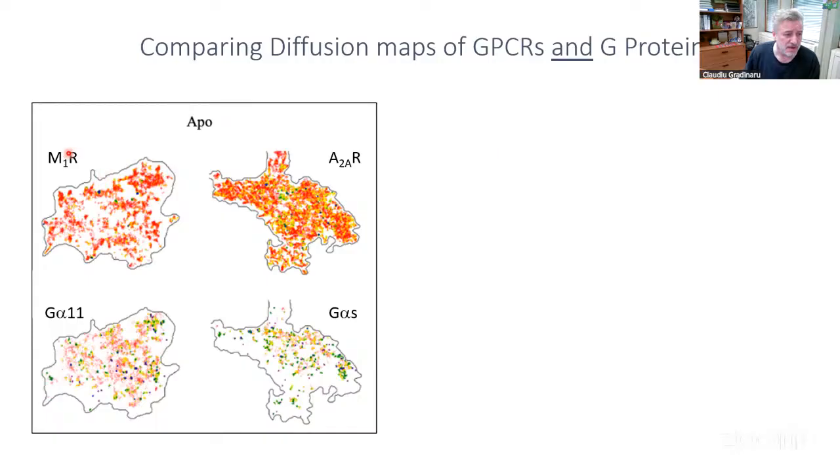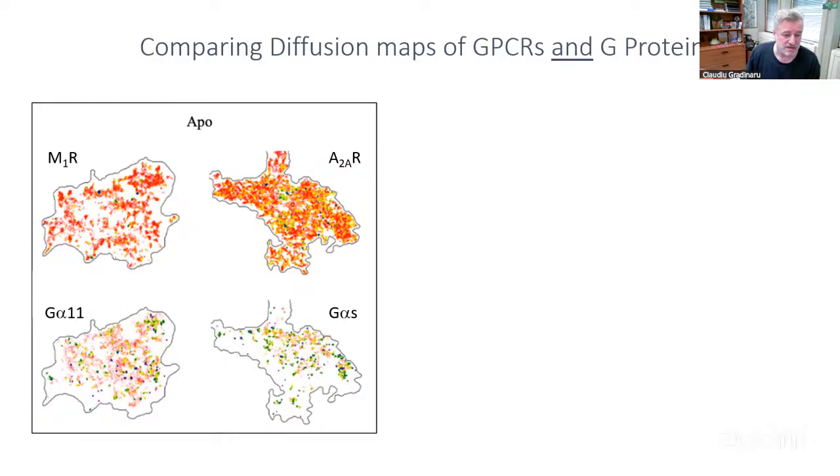And to drive this point further, I just want to show you a comparison between two different receptors, muscarinic M1, and its cognate G protein. This is M1, this is G11, and this is A2A receptor, and this is Gs. Different diffusion maps, same cell, different. So red is Brownian, and yellow, green is more confined. So at first sight, what do you see? That this one shows more confinement on average than this one. So A2A looks more confined, and it's indeed true.